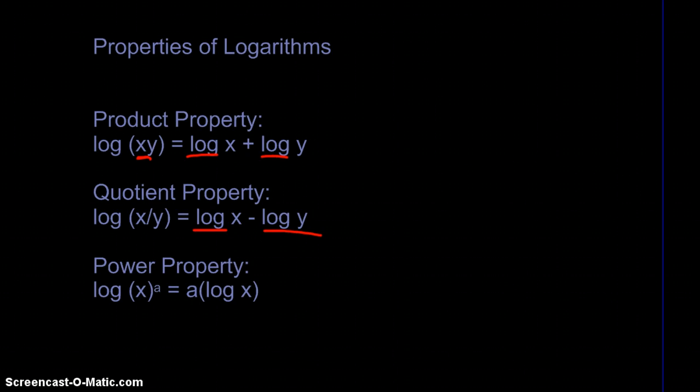And finally, the power property, the one that has a whole lot of influence when we get into solving exponential equations. This power property allows us to take any exponent we're taking a log of, and we can move that exponent into the front as a multiplication. So it becomes a times the log of x. That's going to be a very powerful tool going forward.